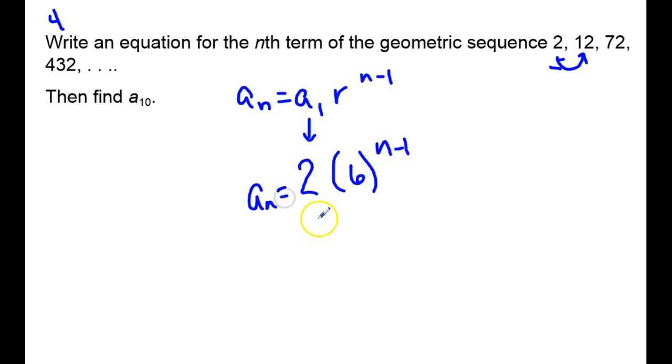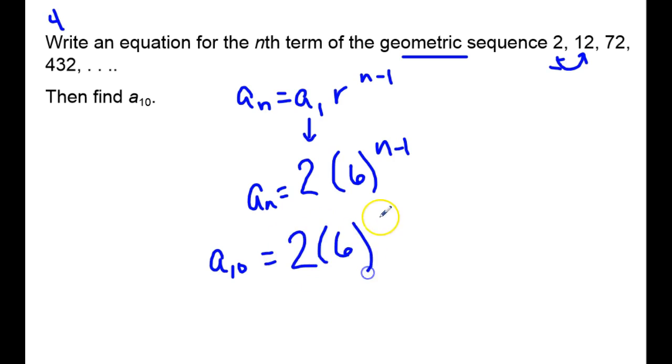So then I can just write the pieces of my function. This is the equation that models this geometric sequence. All I do is find the first term, I figure out my common ratio, and then I plug in the pieces that I know. So now I'm finding a sub 10. I just take my function, 2 times 6 to the n minus 1. Here's where my 10 goes. I'm told a sub 10 here, my 10 is here, and my 10 is here.